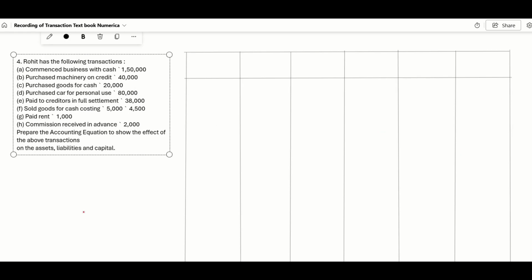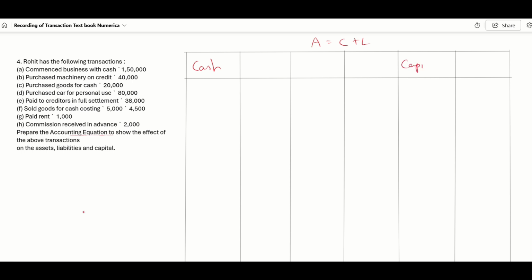Now we'll see the fourth problem. So Rohit has the following transaction. Prepare the accounting equation to show the effect of the above transactions on the assets, liabilities and capital. So again they are asking for the accounting equation. So accounting equation is assets is equal to capital plus liability, right? The first transaction, he commenced business with cash 1,50,000. So cash that's coming in, as capital, right? How much? That is 1,50,000.